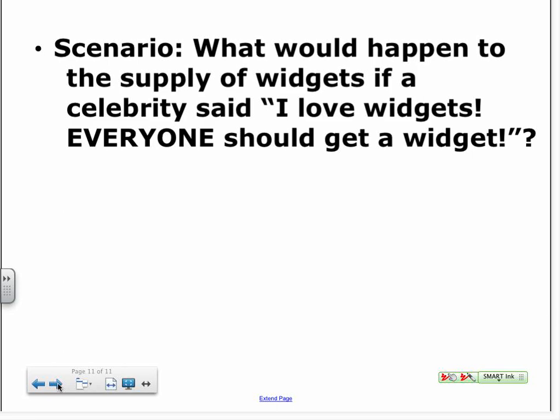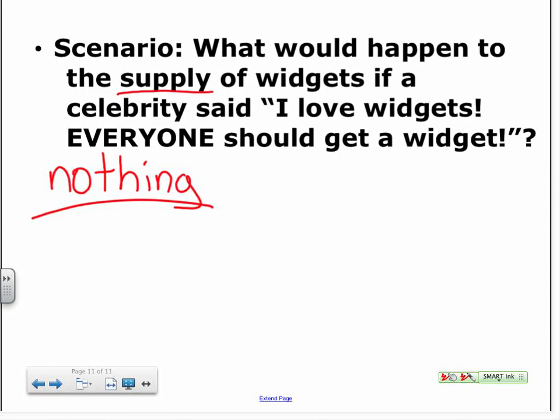Okay, next one. What would happen to the supply of widgets if a celebrity said, I love widgets, everyone should get a widget? This is a trick question, because the answer is nothing. Nothing would happen to the supply of widgets. Because if they are talking about a celebrity saying, I love widgets, everyone should get a widget, that is talking about demand. And what that looks like in a graph, which is our next step, is putting this all together.